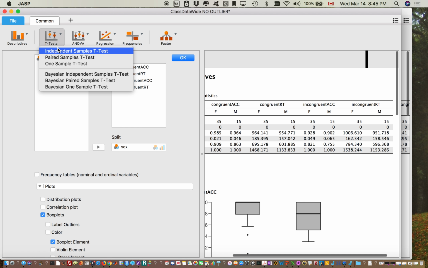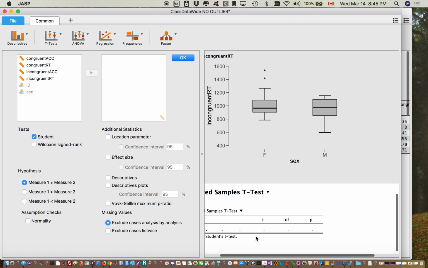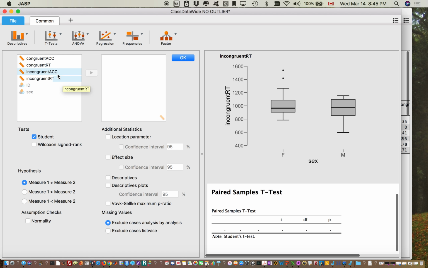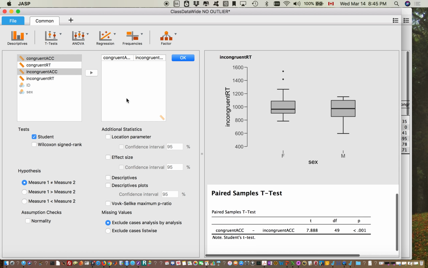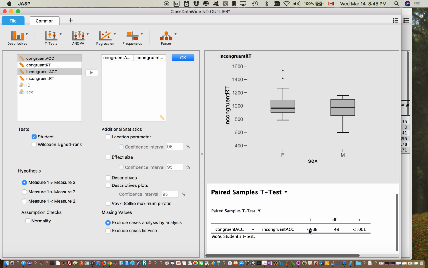So let's have a look, and we're going to run something called, first of all, a paired samples t-test. A paired samples t-test we can use to assess whether there is a difference between the accuracy on the congruent trial and the incongruent trial. So we could do that, and we can see that, yes, indeed, there does appear to be a difference here. You can see that what it's doing is taking the congruent accuracy and literally subtracting incongruent accuracy, and you get a t-statistic that is 7.88.